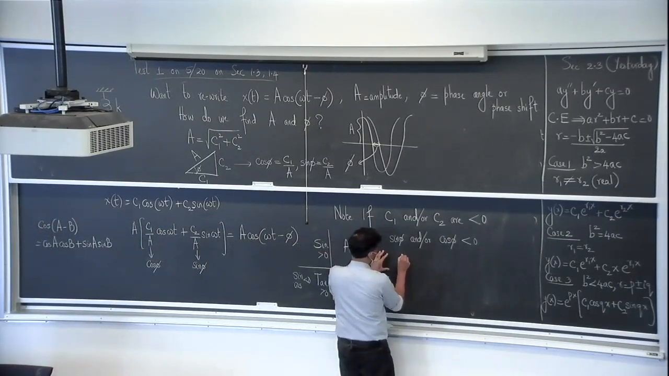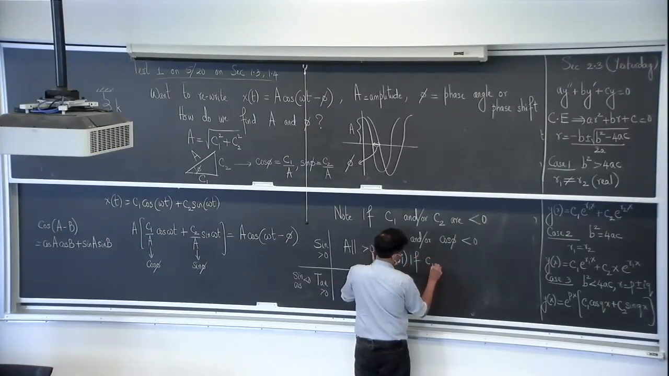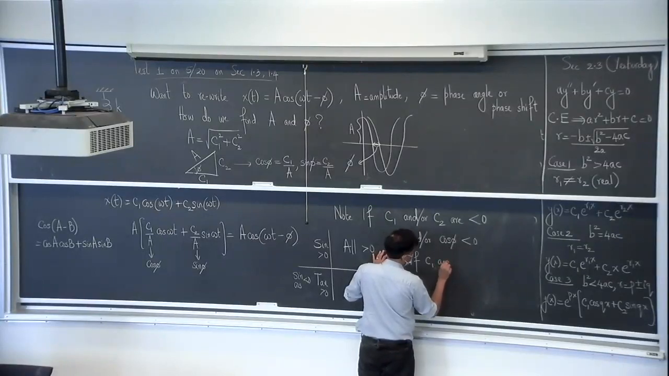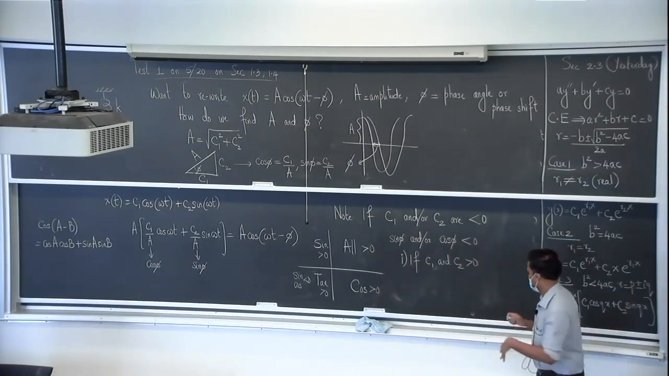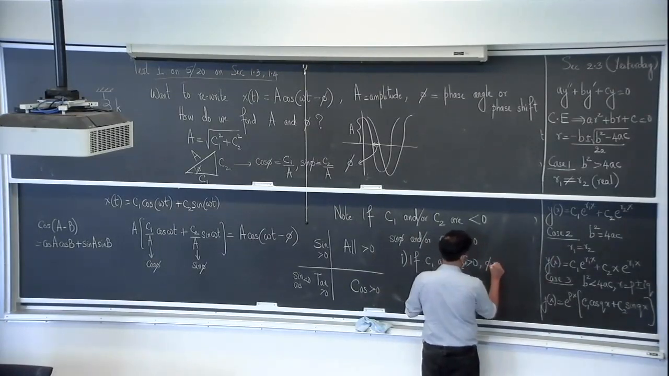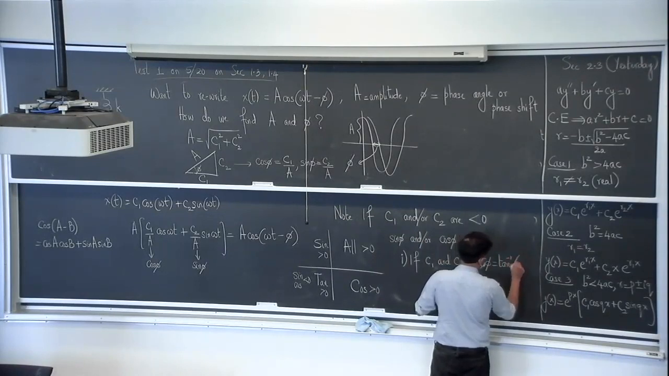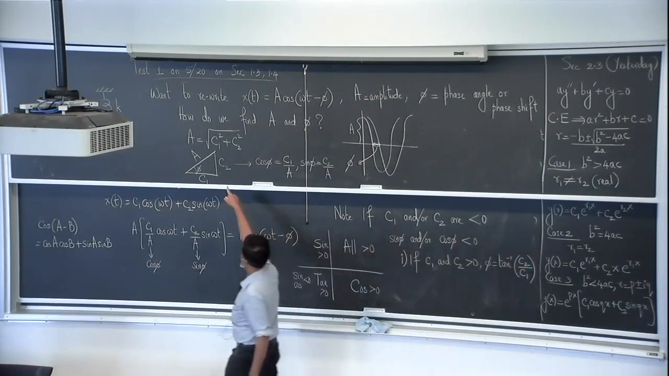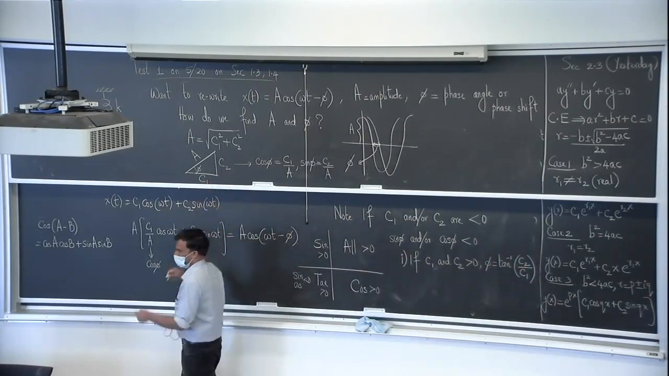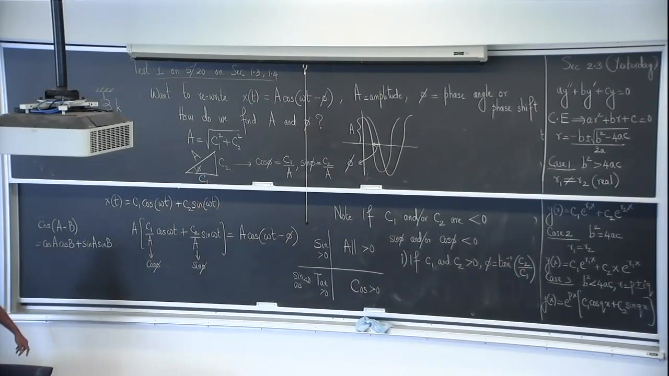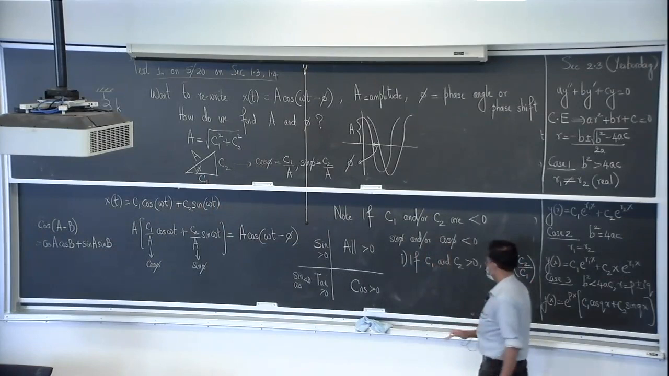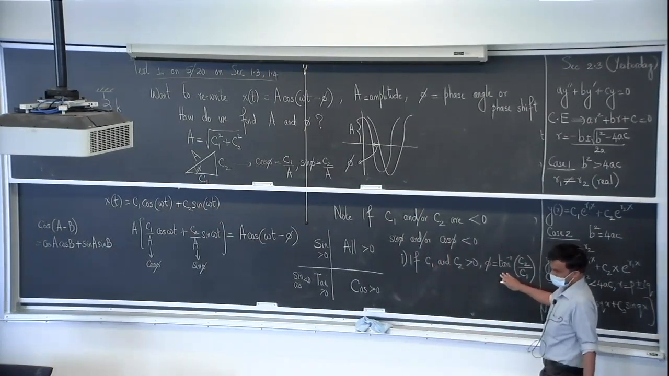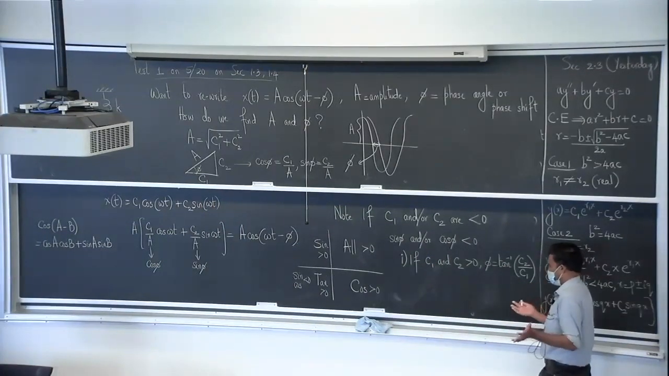So case 1, if C1 and C2 are both positive, we are lucky, nothing to do. Then phi would be the tan inverse of C2 over C1, from this right angle triangle, opposite side over adjacent side. On a perfect day, that's what I would expect and hope for. But that's not probably going to happen all the time.